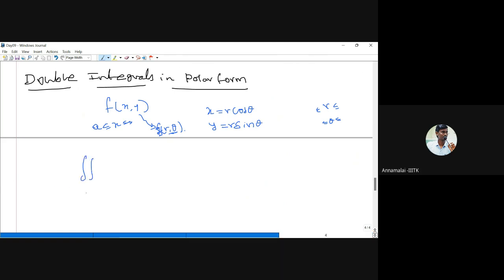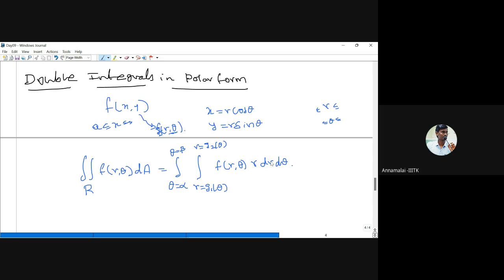So the double integral over R of f of r comma theta dA is nothing but the integral with theta varying from some alpha to beta, and r is a function of theta. Suppose r goes from g1 of theta to g2 of theta, of the function f of r comma theta, but not dr d theta. We have to multiply by r dr d theta. So replace dy dx by r dr d theta. Okay, so that is the thing.